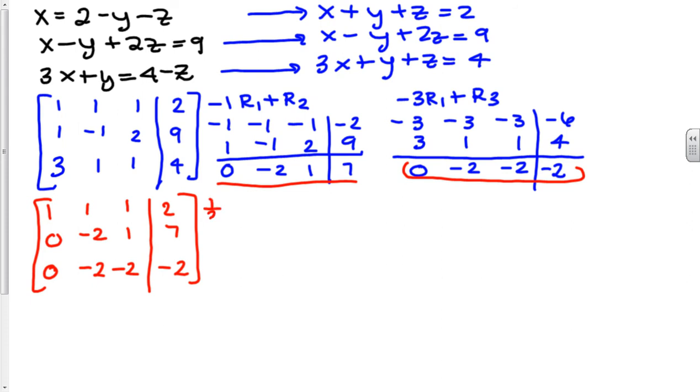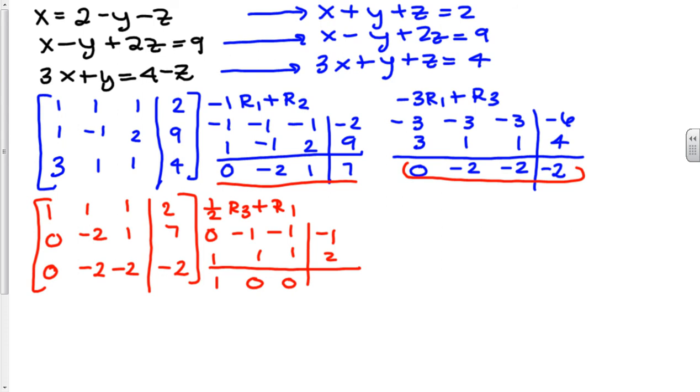So 1/2 of row 3 plus row 1 will give me the 0 I need right here. So half of row 3. Half of 0 is 0. Half of negative 2 is negative 1. Half of negative 2 is negative 1. And half of negative 2 is negative 1. Row 1. 1, 1, 1, 2. Combine them. 0 and 1 is 1. Negative 1 and 1 is 0. Negative 1 and 1 is 0. Negative 1 and 2 is 1. Perfect.